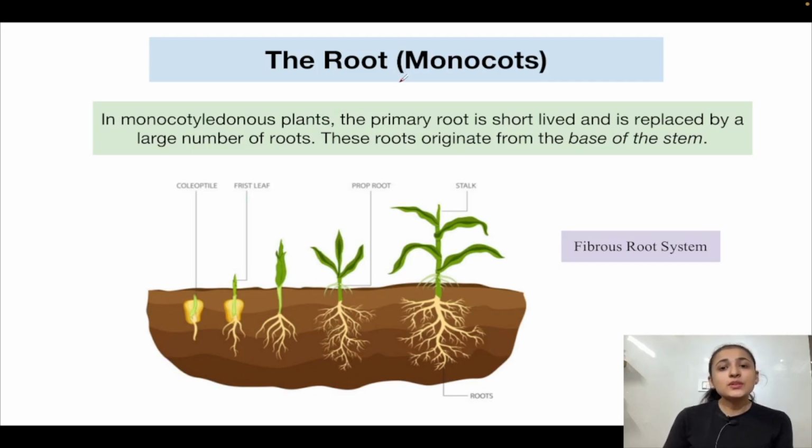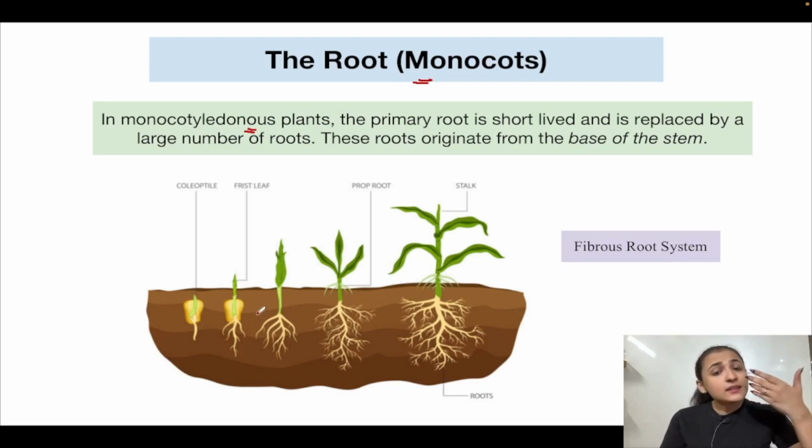Now let's come to the monocots. In monocotyledonous plants, the primary root is short-lived. So here also the radicle, see this is the monocot seed. It is sown in the soil. The radicle will germinate. It will give rise to a primary root. But this primary root here is short-lived. It will not survive for very long.